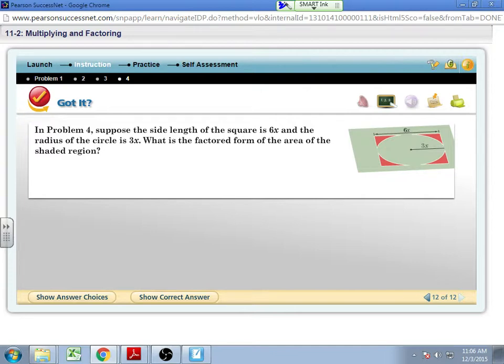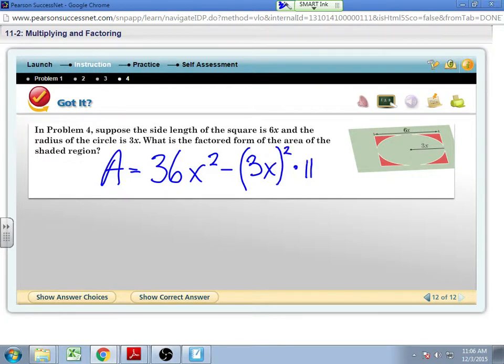Okay, so basically it's the same process as the other one. So I got 36x squared minus parentheses 3x squared times pi, 3x squared. Wait, it's not simplified yet. You meant the quantity 3x squared, right? Right.